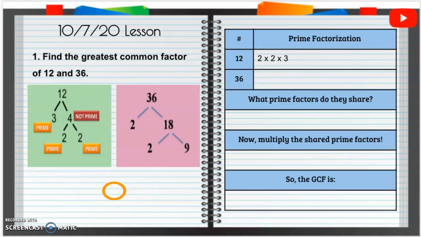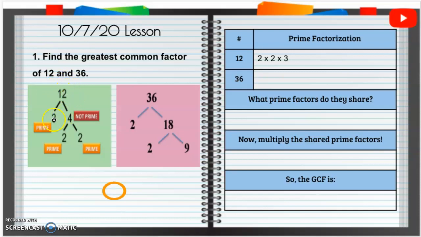October 7th, 2020 lesson. So number 1, we are going to find the greatest common factor of 12 and 36. What we're going to do is we have factor trees here, and you're going to put 12 on the top and then 36 on the top of the factor trees.